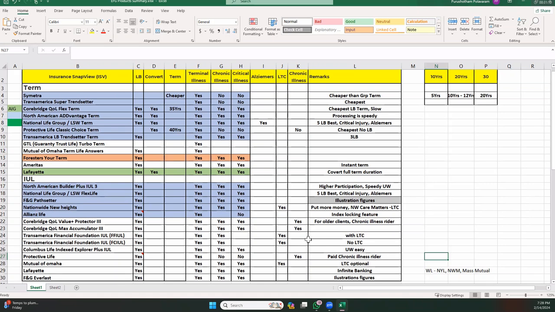Transamerica has got two IUL products. One is the FFIUL and the other is FCIUL. FFIUL has got LTC. FCIUL doesn't have LTC. The main difference is that without LTC, you can build more cash into the product. That's why they have that special design. It was launched only in 2023. Before that it was FFIUL only.